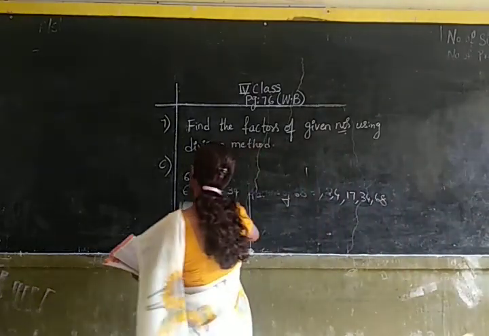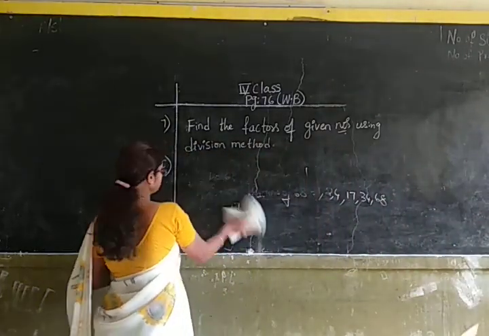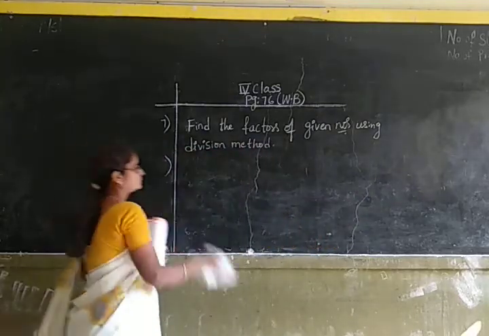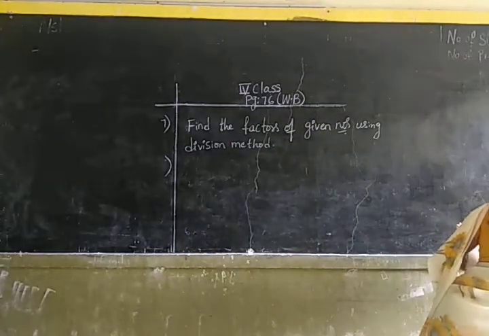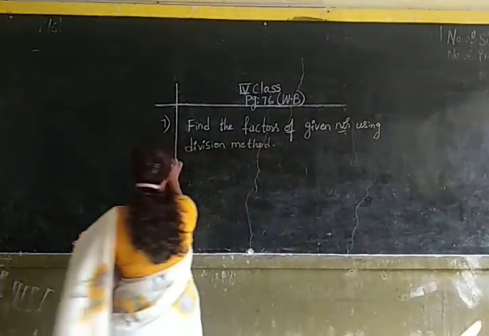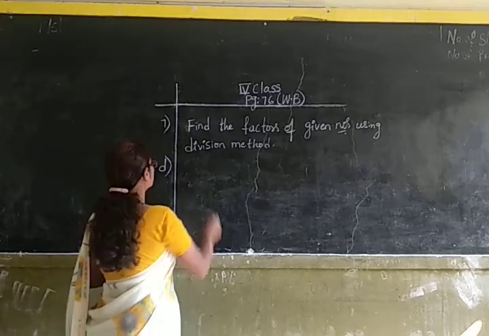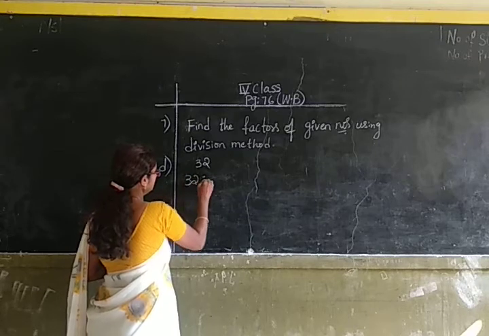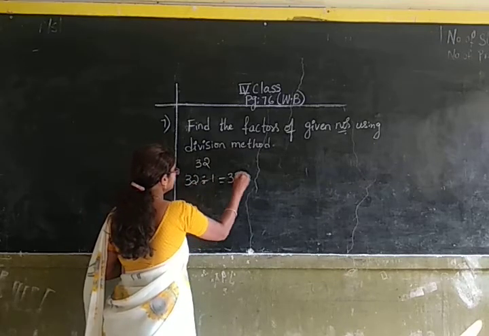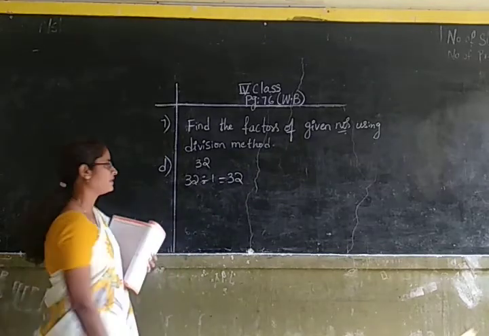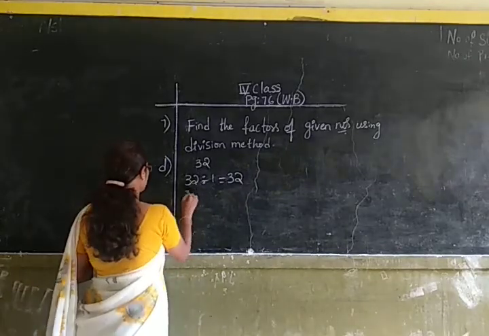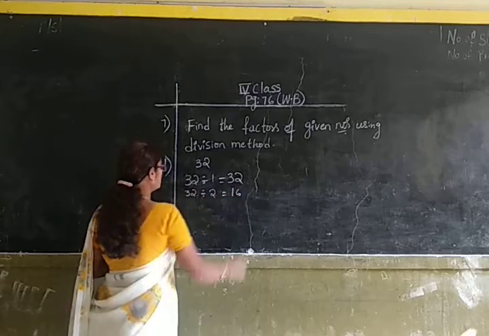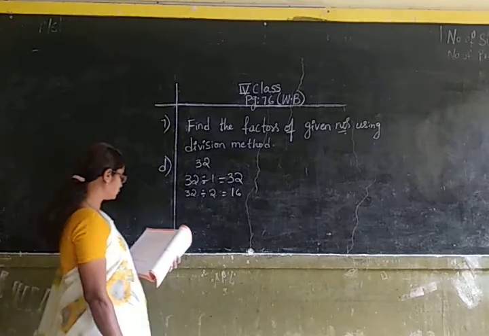Okay children. Now let us do the D sum. Let us find out the factors for 32. So first let us divide 32 with 1. 32 divided by 1 is equals to 32 because 1 is the factor of all numbers. Now let us divide 32 with 2. 32 divided by 2 is equals to 16.